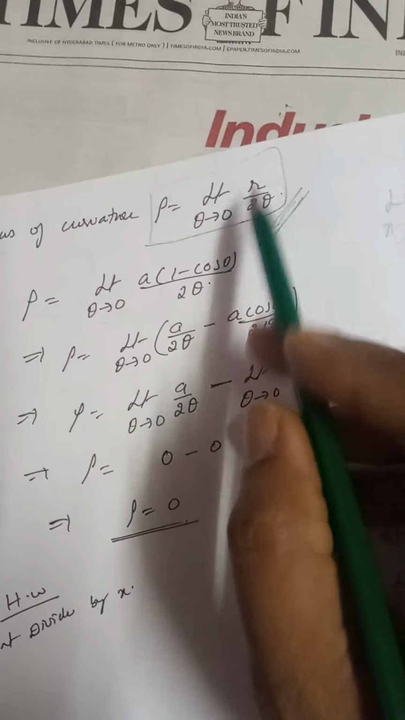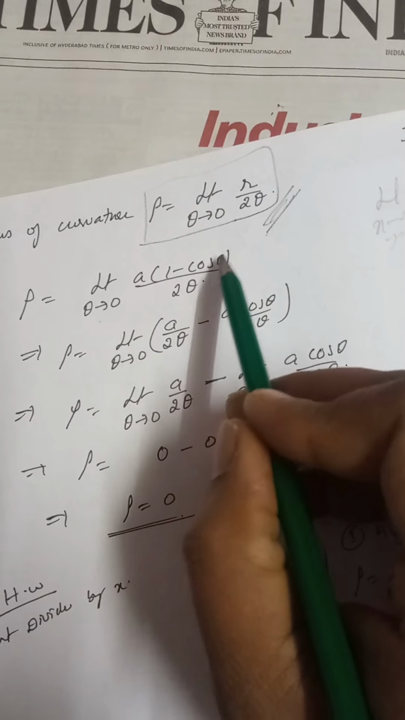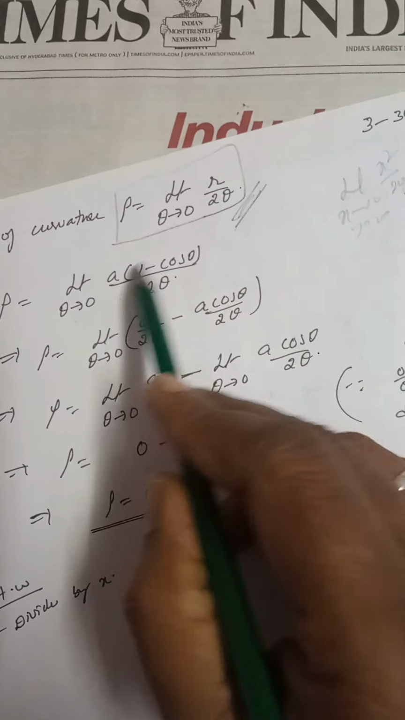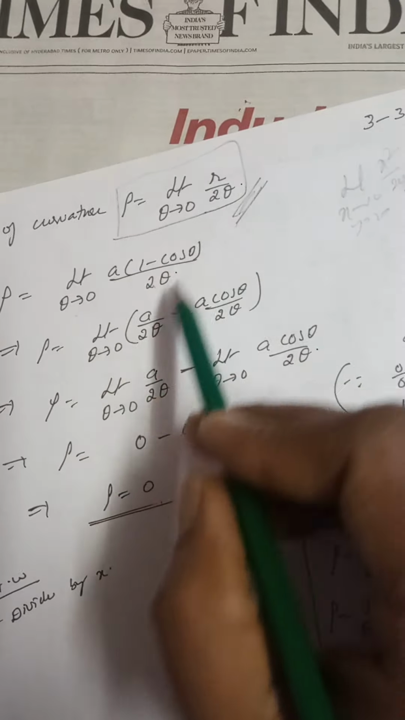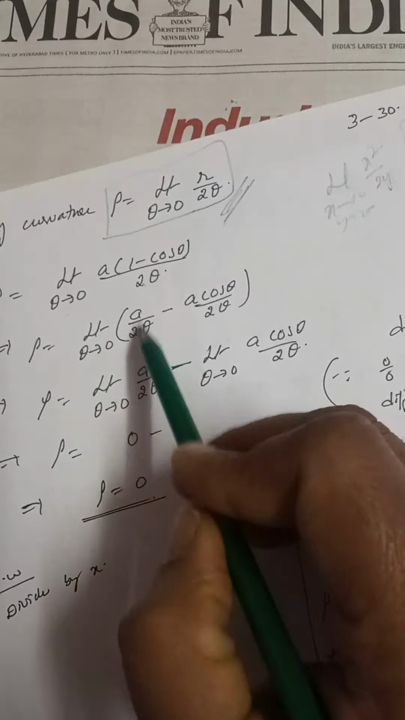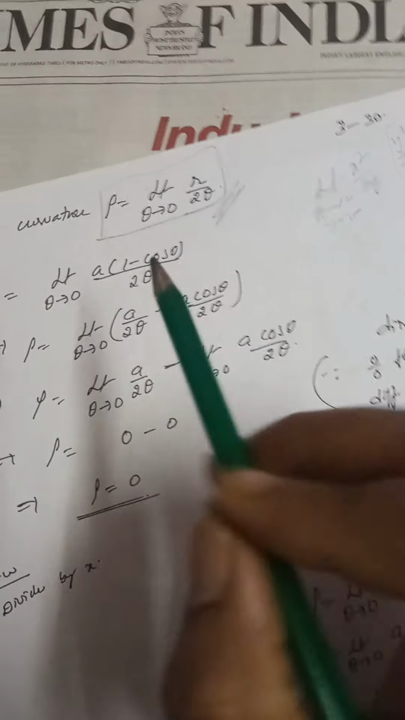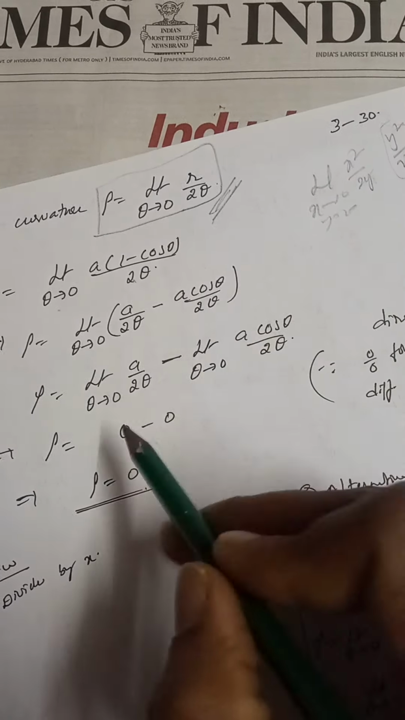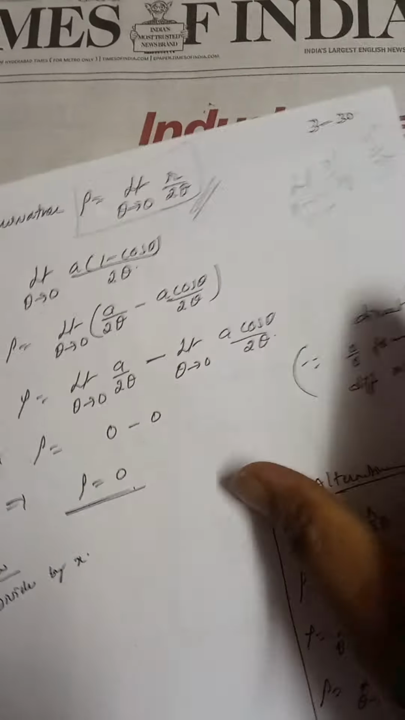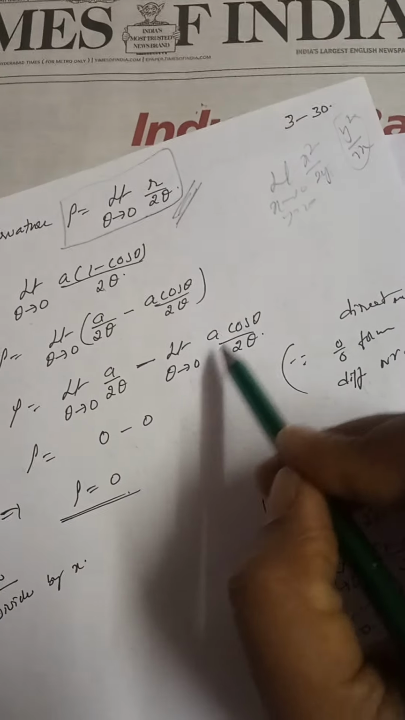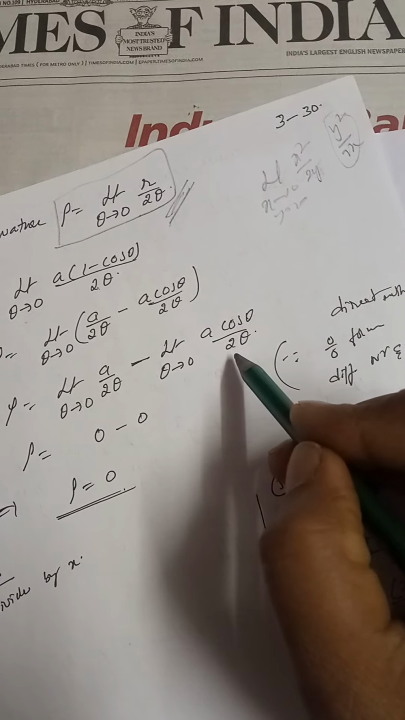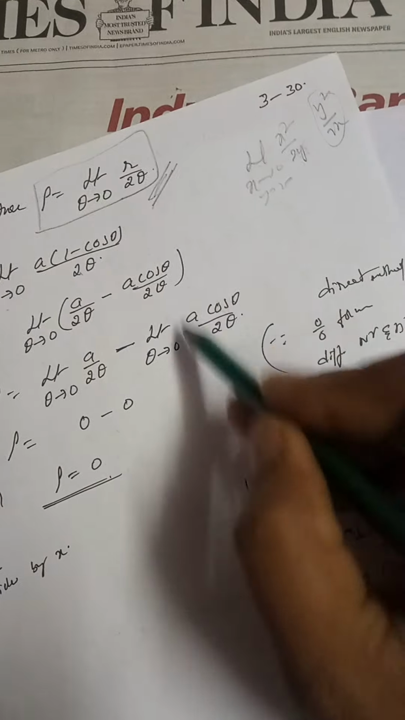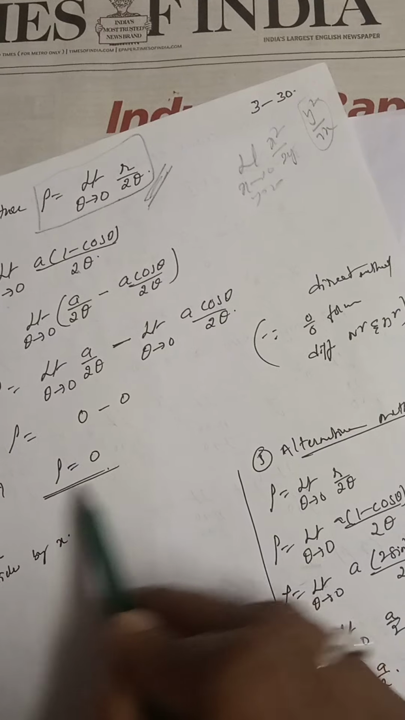What is r here? r is nothing but a into 1 minus cos theta from equation 1, by 2 theta. Simply apply the limit. Before applying the limit, using partial fractions, a into 1 is a by 2 theta, a into cos theta by 2 theta. Now limit theta tends to 0, a by 2 theta, as theta tends to 0, minus limit theta tends to 0, a into cos theta by 2 theta. This value is equal to 0. This value is also equal to 0. Therefore, rho is equal to 0.